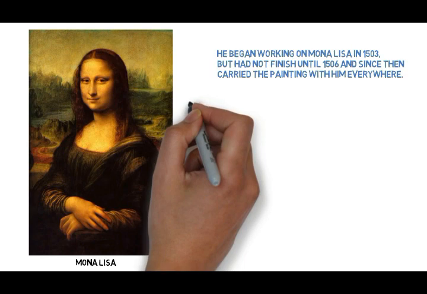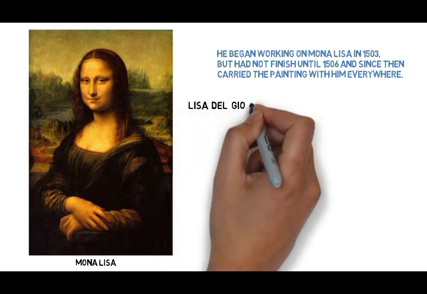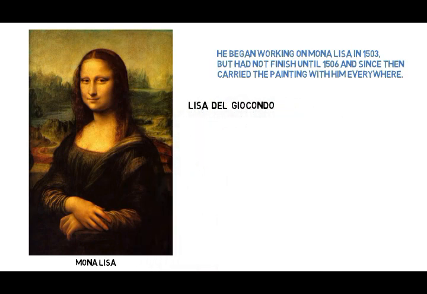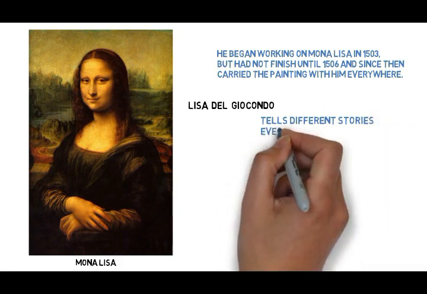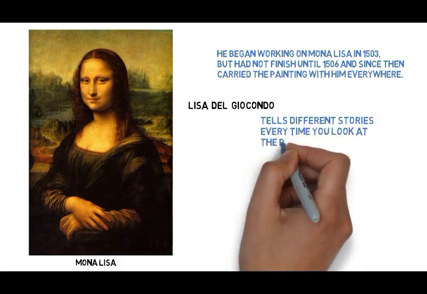The Mona Lisa is a painting of a woman named Lisa del Giocondo. So what makes Mona Lisa the Mona Lisa? What's the difference between this painting and several other paintings? Well, the painting itself is like a storyteller. It tends to tell different stories every time you look at it.